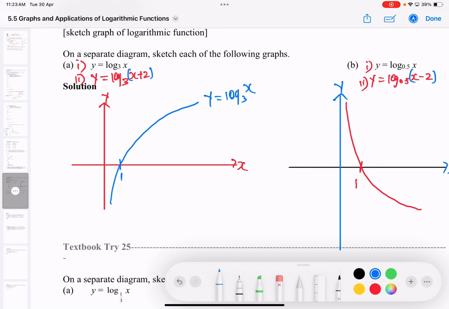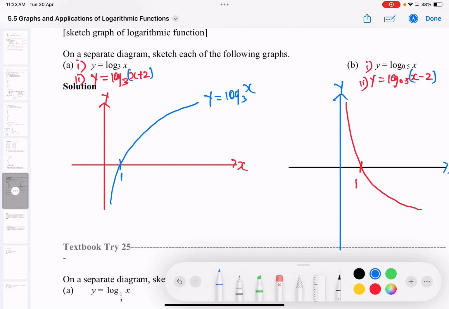Why is it opposite? If you really want to know why, you got to plot it out. You can use decimals and you can see there's a translation; whenever it's plus, it's actually a minus.